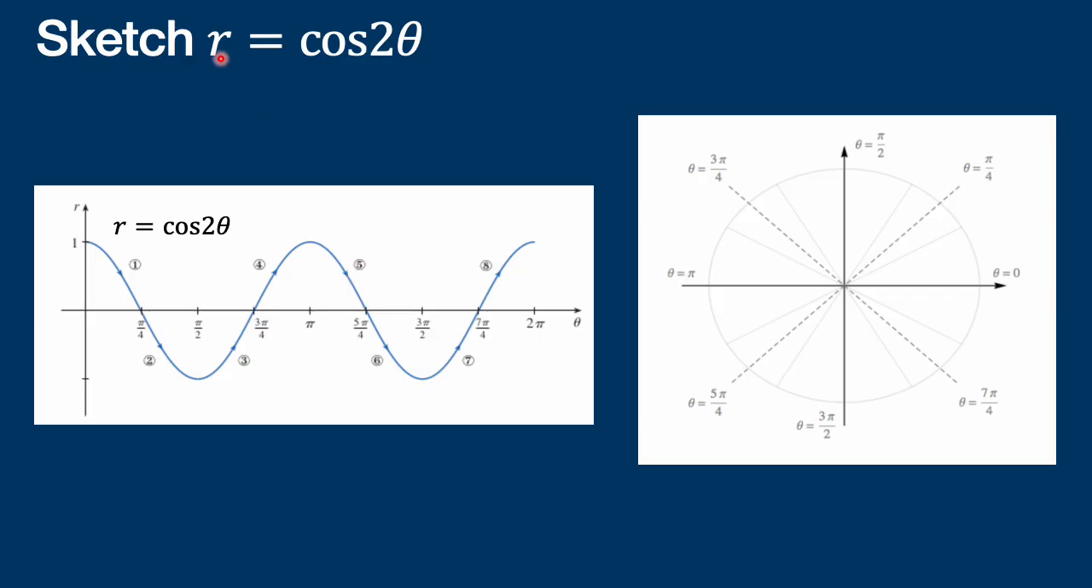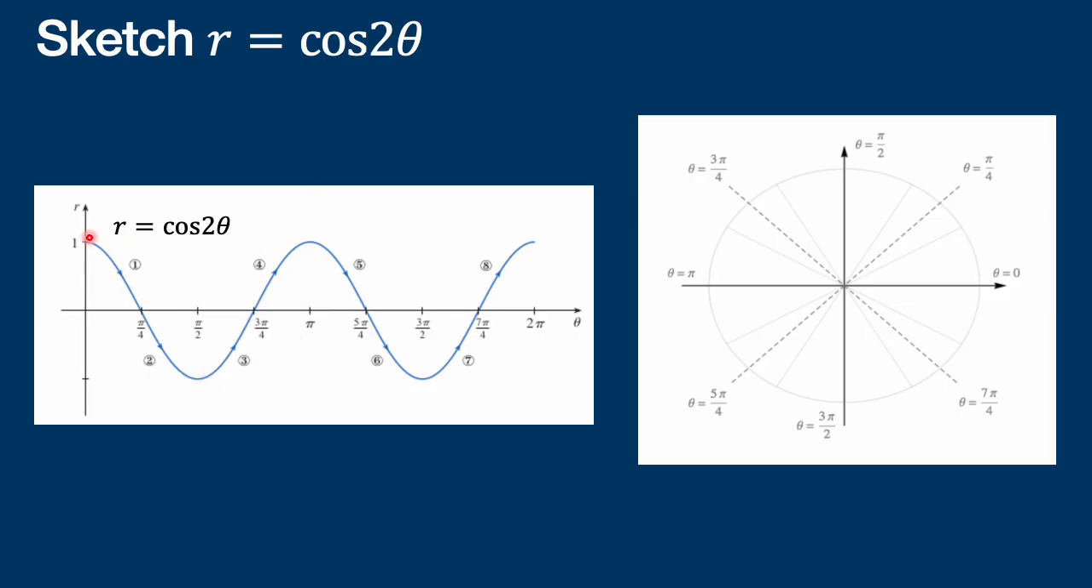Let's sketch the polar curve r equals cosine 2 theta. This time I'm going to use the r equals cosine 2 theta graph. So here is theta, here is r. We sketch cosine 2 theta. This graph's period is going to be pi, because a cosine graph has period 2 pi. So 2 pi divided by 2 is pi. So r equals cosine 2 theta has period pi.